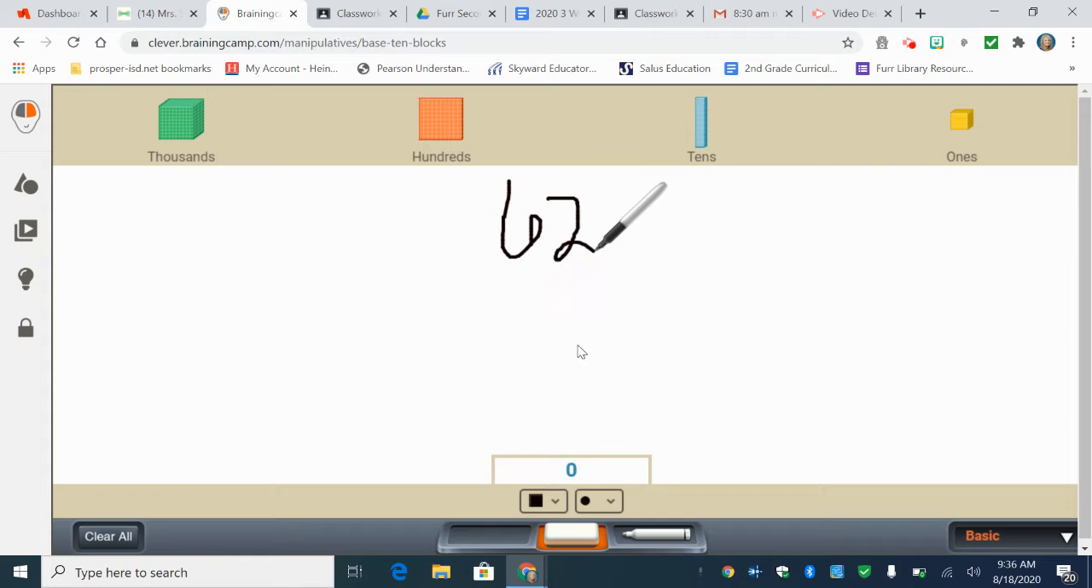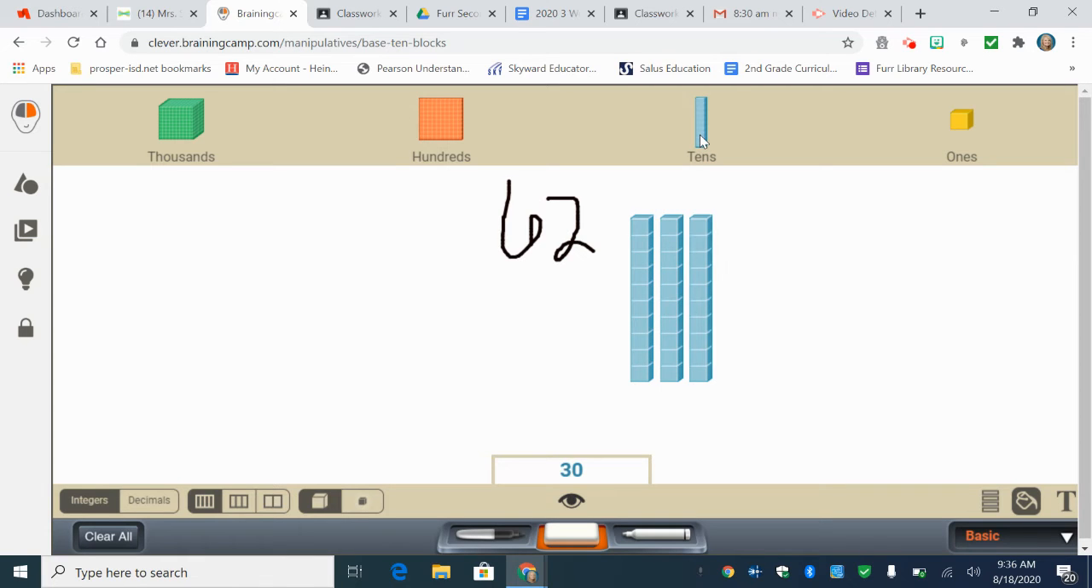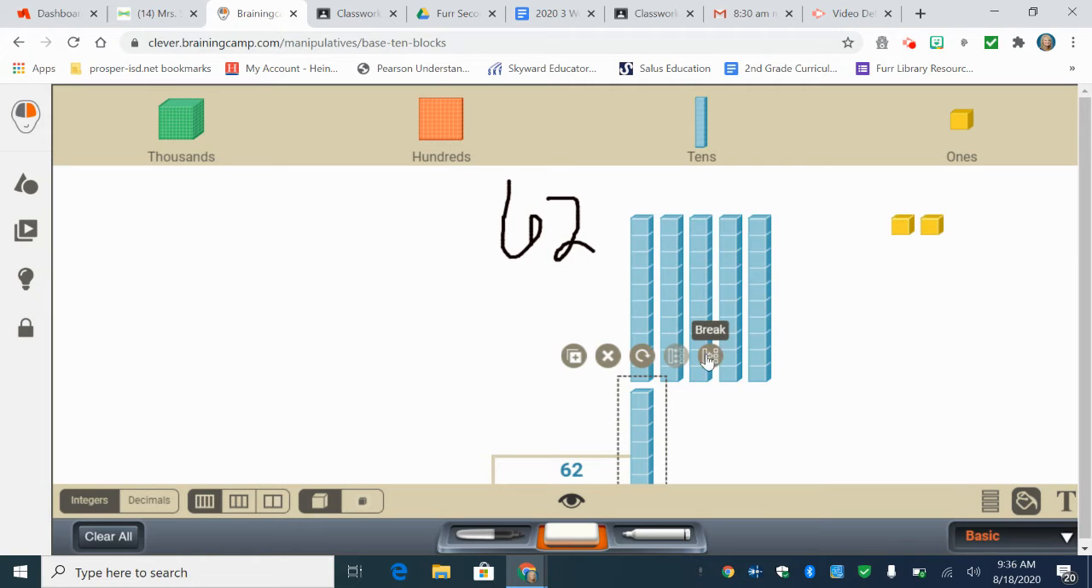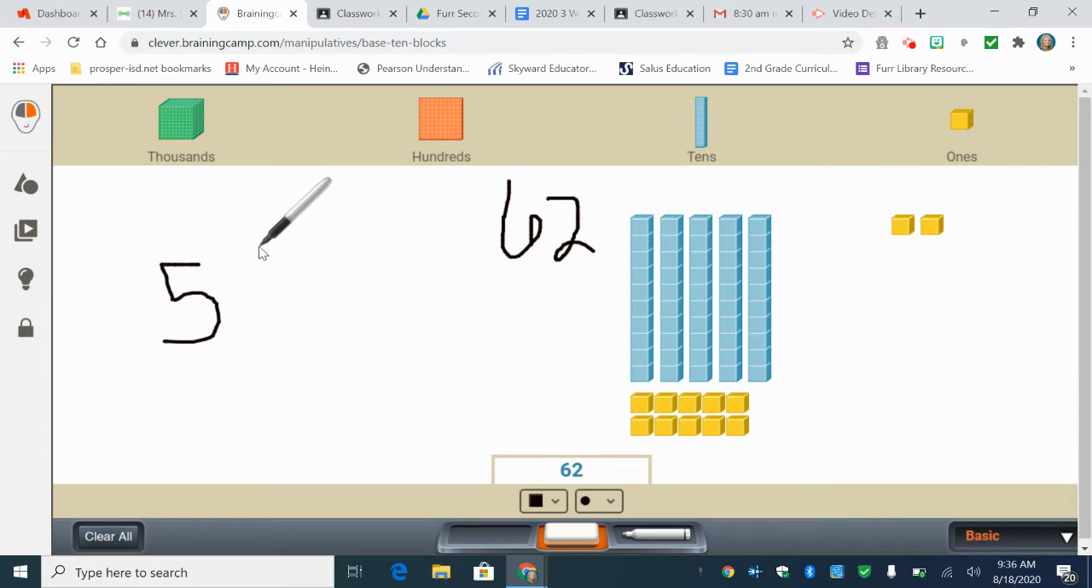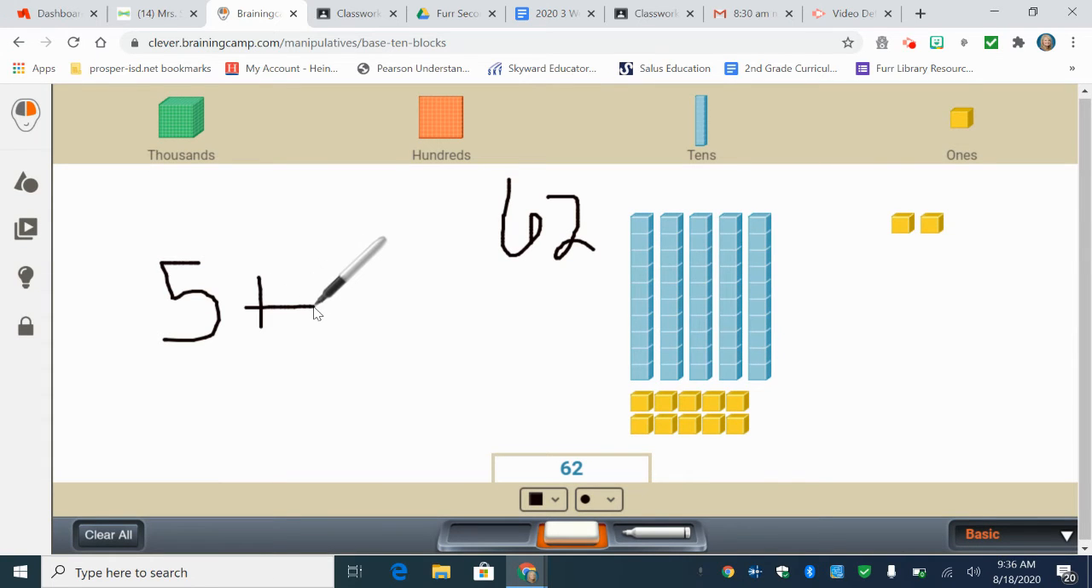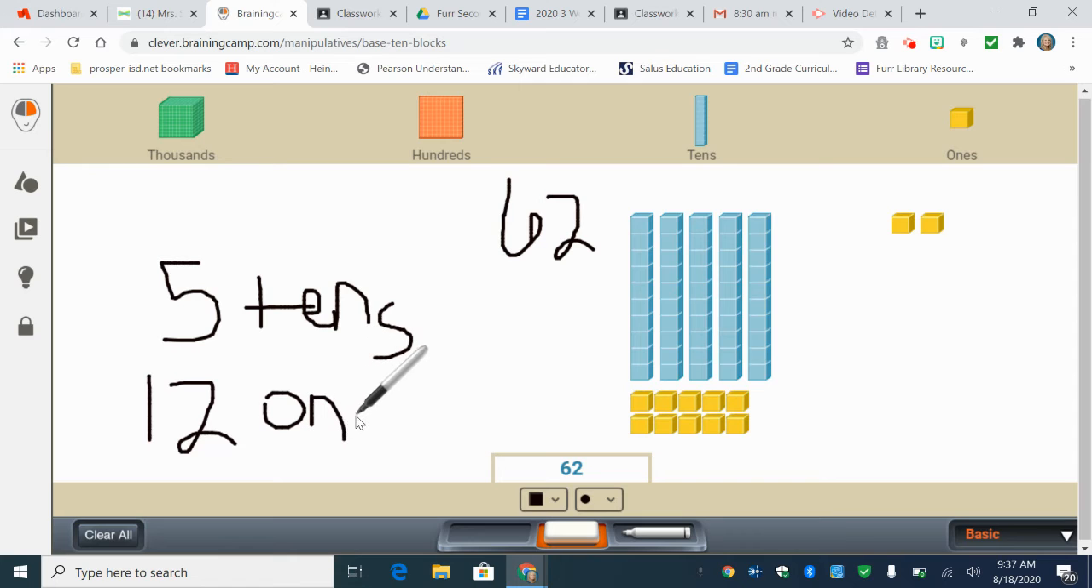A non-standard way to write that number is I might go back and make my 62 again: 10, 20, 30, 40, 50, 60, 1, 2. But instead of having 6 tens and 2 ones, maybe I'll break this up. So I actually have 5 tens. Sorry, Mr. Strickland's not very good at writing on this thing. Wish it had a typing part. 5 tens. And then instead, I have 10, 11, 12 ones. So 5 tens and 12 ones would be a non-standard way to write that. Okay, that's one non-standard way to write that.